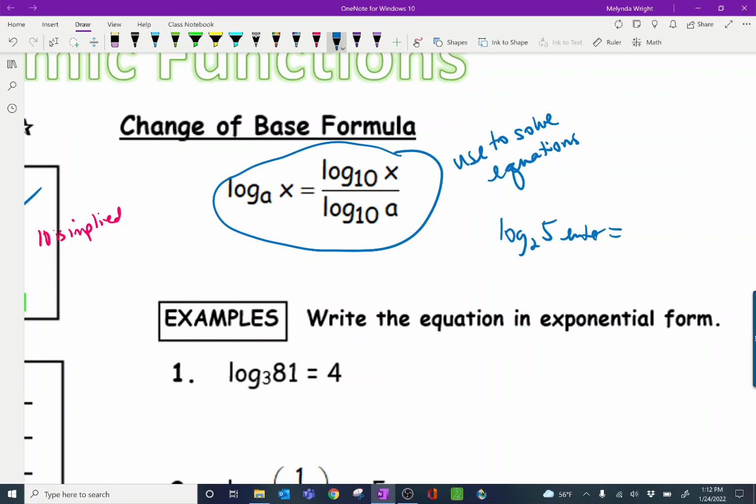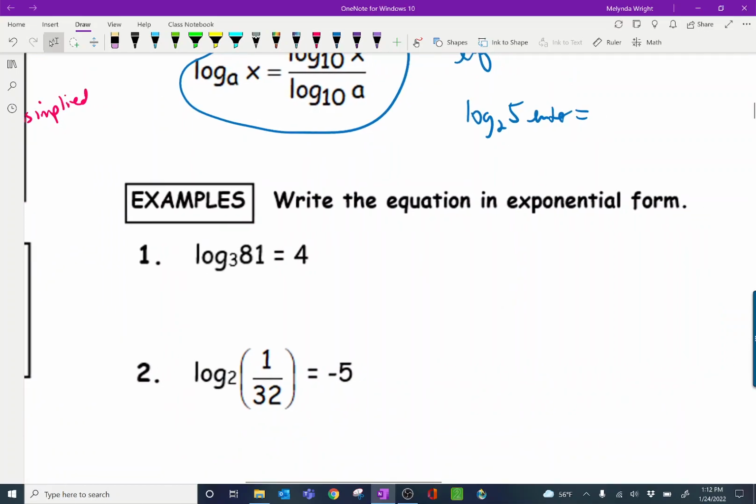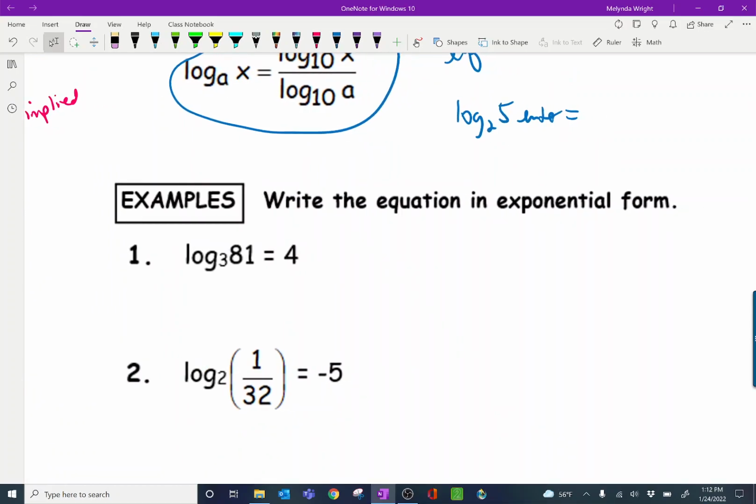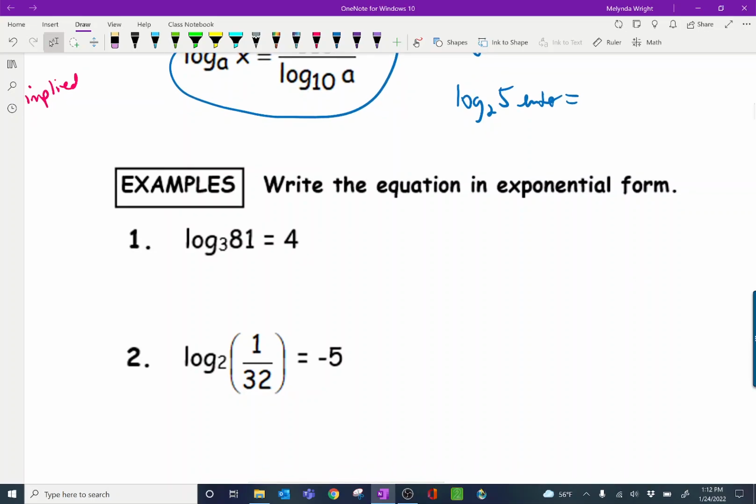The first thing we're going to do is practice going from logarithmic form to exponential form. And so we're going to do the little circle thing, or whatever you want to call it.